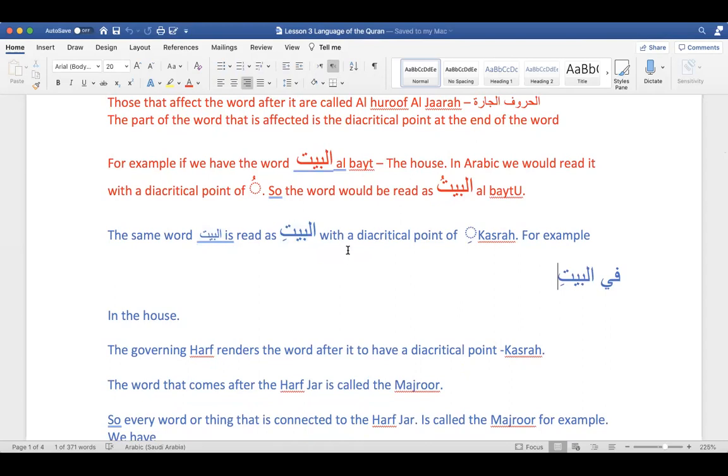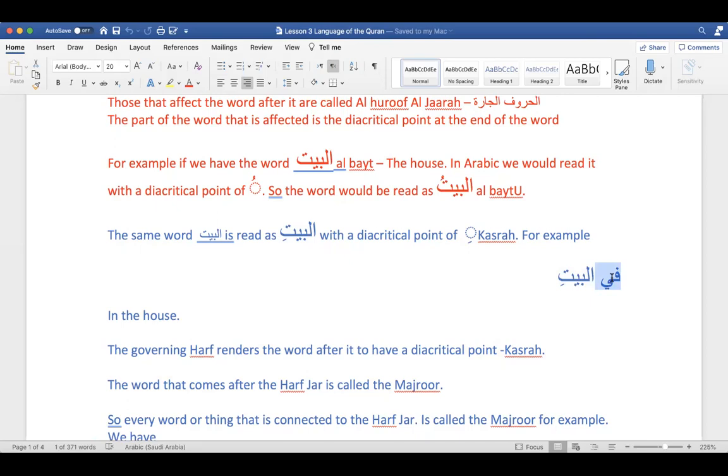With a diacritical point of kasra. For example, fil bayti. Now here we have al-baytu, but here we have al-bayti. Why? Because of this governing agent here. So fi is a harf, of course. It just means in. It's one of those huruf that affect the word that comes after it.